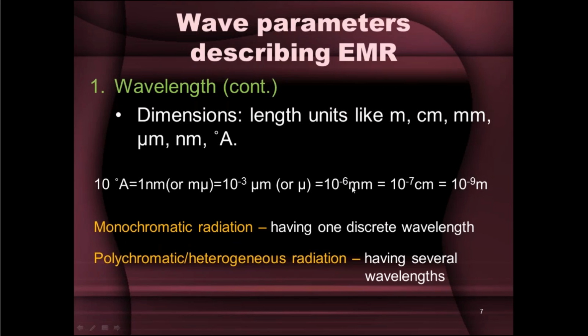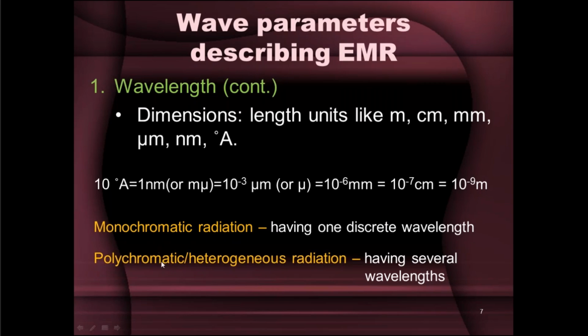So 1 micrometer will be 10 raised to minus 3 millimeter, or 1 nanometer will be 10 raised to minus 6 millimeters. 1 millimeter is 10 raised to minus 1 centimeter, so you add one more. So 1 nanometer is 10 raised to minus 7 centimeter. And 1 centimeter is 10 raised to minus 2 meters, so you add another 2. So 1 nanometer is 10 raised to minus 9 meters. That's how you get this relationship. You should be very clear about this. If you are told to convert from one unit to another unit, you should be able to do that.